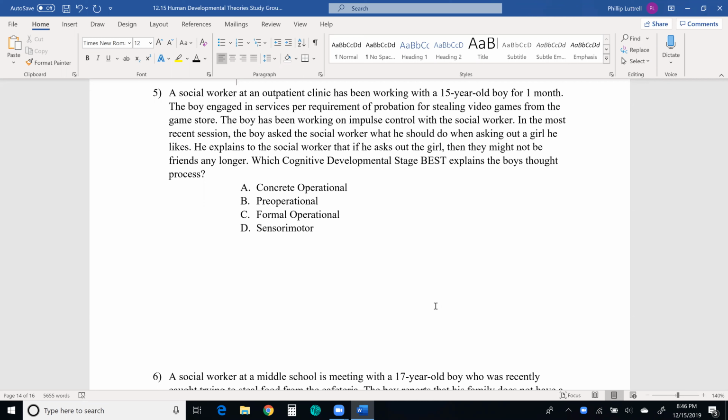A, concrete operational. B, pre-operational. C, formal operational. D, sensory motor. When you have your answer, type the word kicked into the chat.